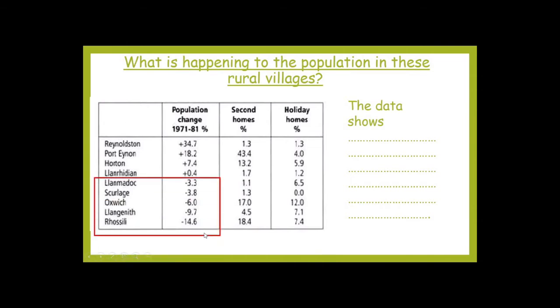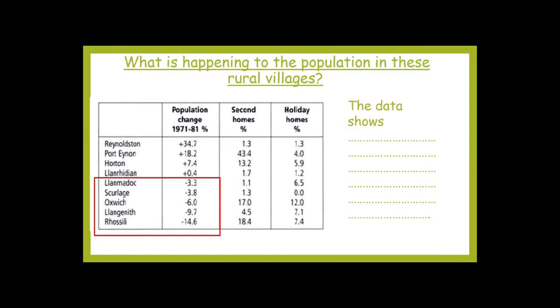So in particular, if you focus on the villages down here, Llanmadoc, Oxwich, Llangennith, Rhossili, what's happening to the population? The number of people living there is dropping. Okay? So I'd like you to write the sentence. The data shows that the most rural villages of Gower are experiencing depopulation. That means people are leaving.